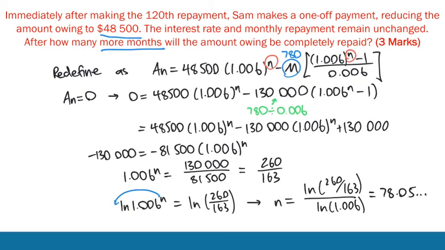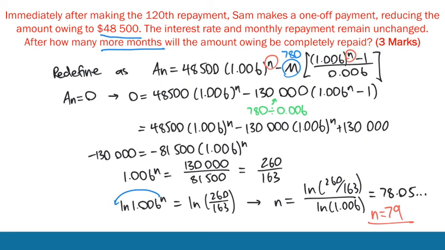Now at this point, a lot of students would round down to 78 and give that as their final answer. That's not correct, because keep in mind, we need the amount to be completely repaid. What this number says is that it's repaid just after the 78th monthly repayment. But we have to make the next full repayment to pay it off. We can't just repay the 78th time and then magically in between that and the 79th have it repaid. We need to get to the next one. So that means we have to round up anyway. And so our answer is 79. 79 months until the amount is completely repaid.